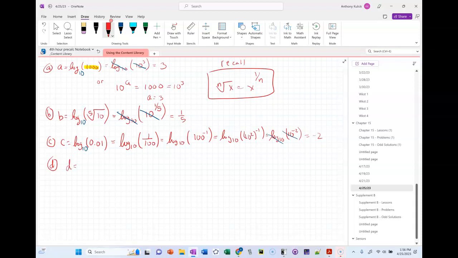So the next one is we have e to the natural log of 5. The first thing I would do is think about, okay, what's the base of the logarithm for ln? That's the natural log, right? That was logarithm base e, right? Exponent base e and log base e will cancel. So that's just 5.